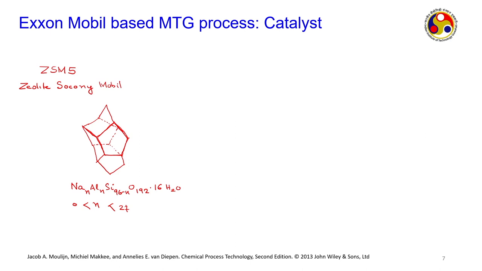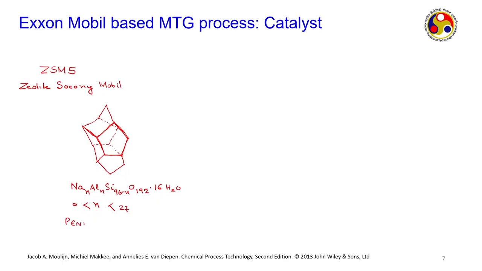This is a proprietary item, which Mobil is distributing. You have a pentasil type of structure, meaning these 5-member rings are everywhere. If you visualize it as a 3D image, you have a 5-membered ring in all the parts, and you can modify this structure. As I told you, if you replace silicon 4 plus with aluminium 3 plus, you have to add a hydrogen atom. That will increase the acidity of the catalyst, so it will be useful for acid catalyzed reactions.